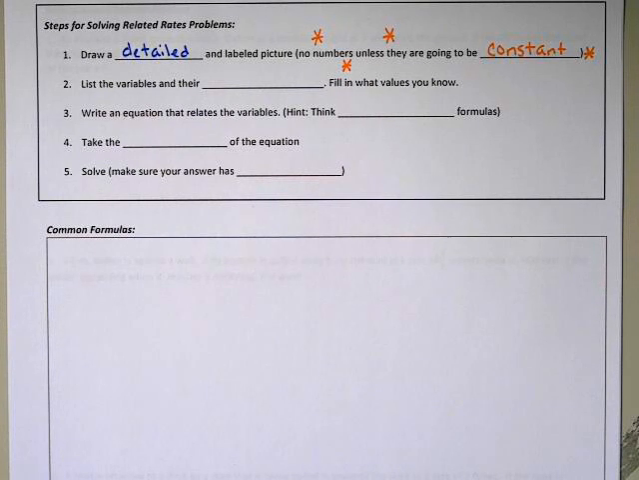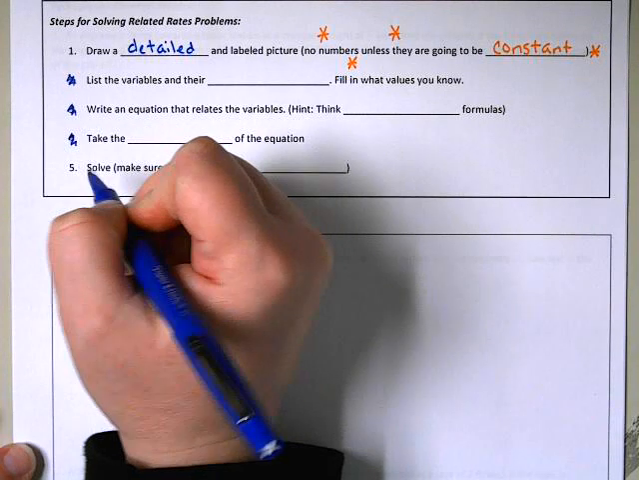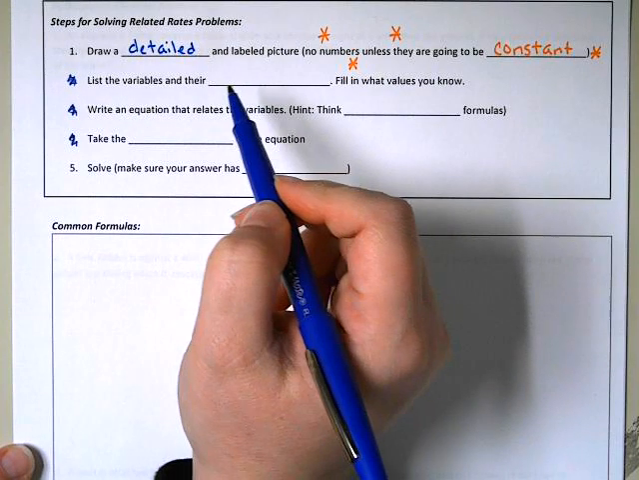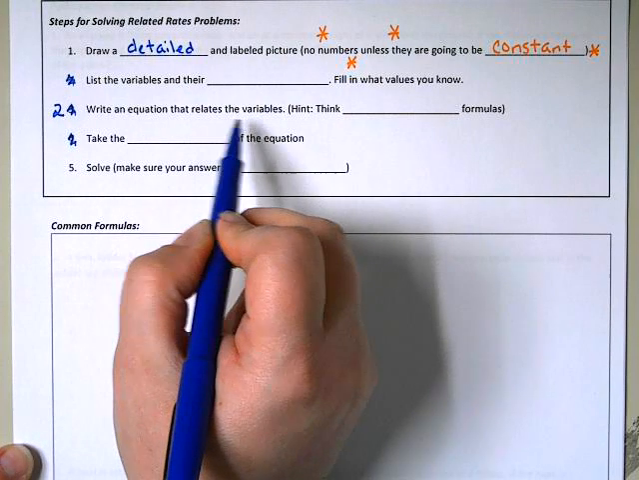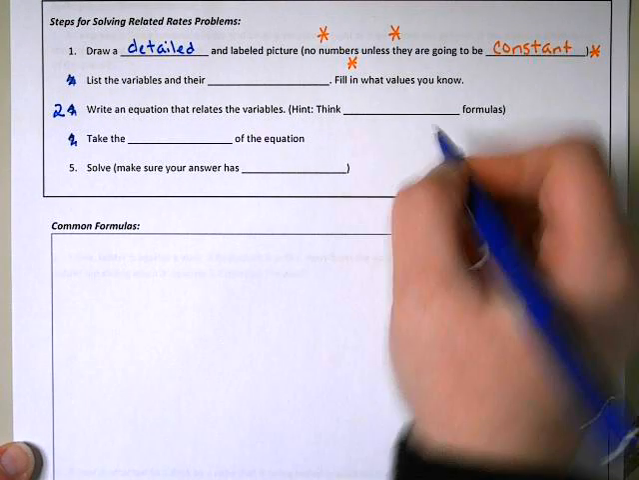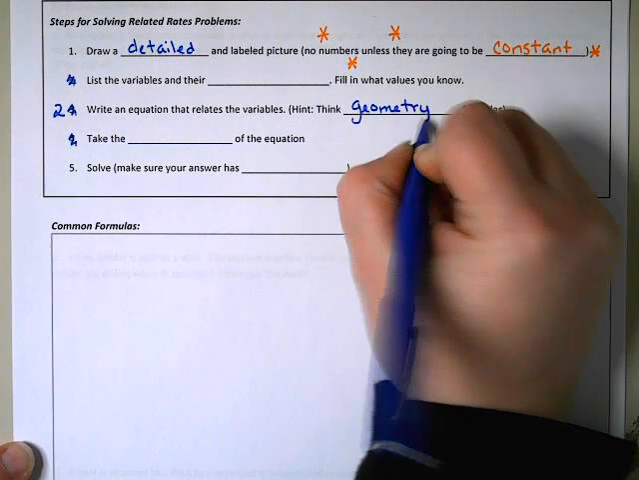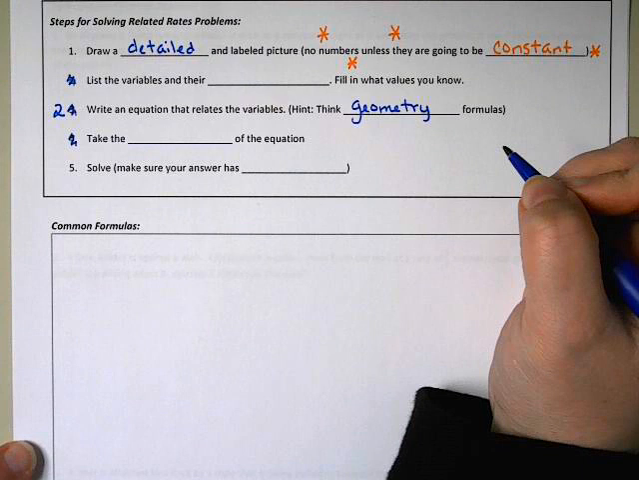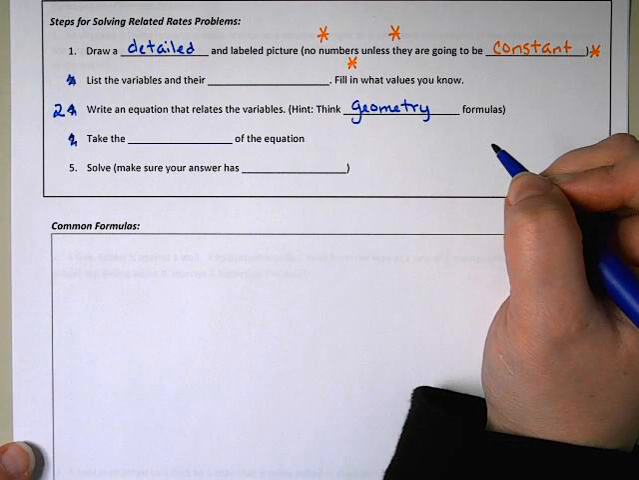Now, these next couple of steps can be done in a different order, so I'm actually going to change the order that's on here. So if you'll do me a favor and cross off 2, 3, and 4. So once I draw my picture, I actually go to here and I write an equation that relates the variables. And your hint here is that you want to think about geometry formulas. So in both of the last examples that we did, we used some volume formulas. There's other ones that we're going to use too, but always think about geometry.